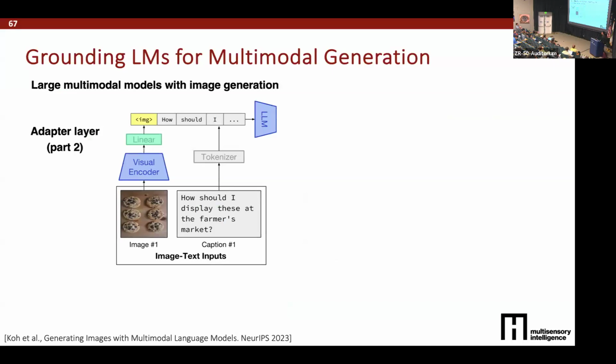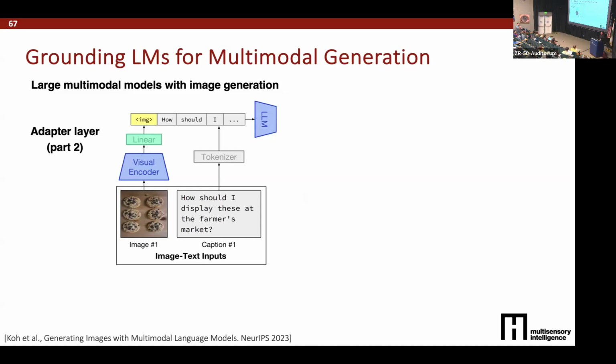Of course, not always do we want to do retrieval. Sometimes we also want the model to do some generation. So nowadays, we also have models that are connected to generative models on the output side so that the model can generate text and also fully generate pixel by pixel these images.